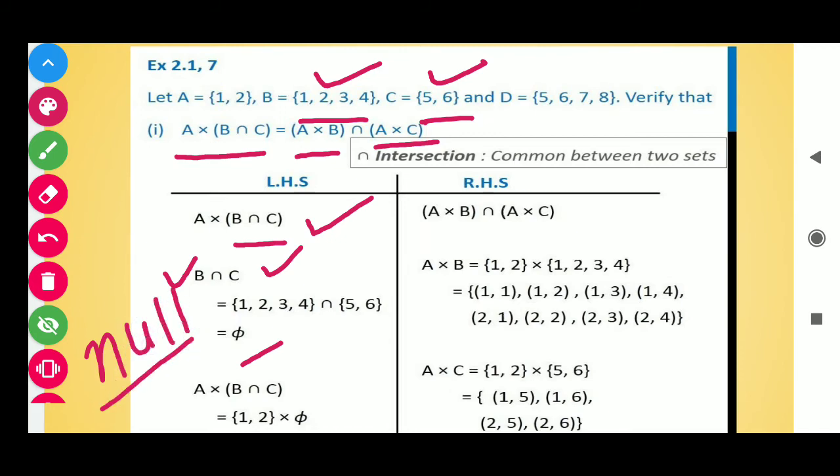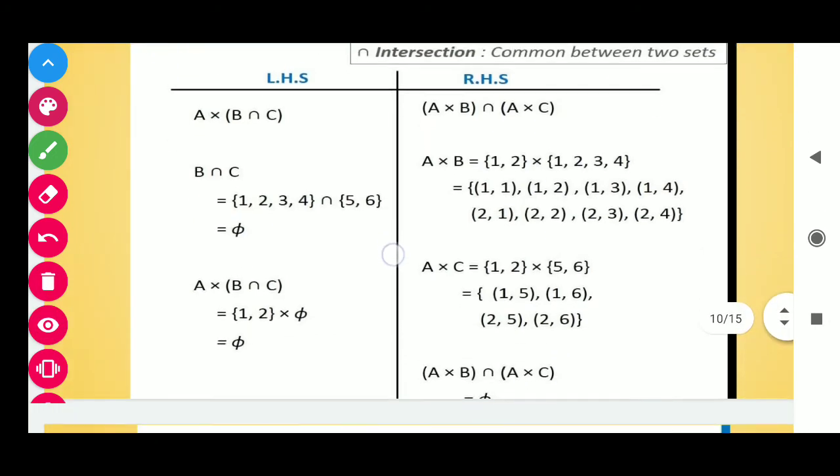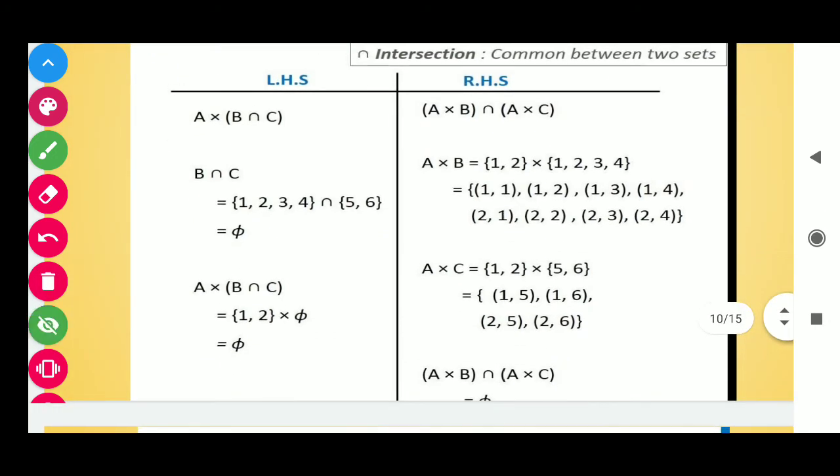Now it's time to find A cross (B intersection C). कार्टीशियन प्रोडक्ट विद ए. स्टूडेंट्स, अगर हम किसी भी सेट का फाई के साथ कार्टीशियन प्रोडक्ट करते हैं देन वी विल गेट द सेम फाई. Okay, that is the null set and we can also say that empty set. Now start the right hand side.